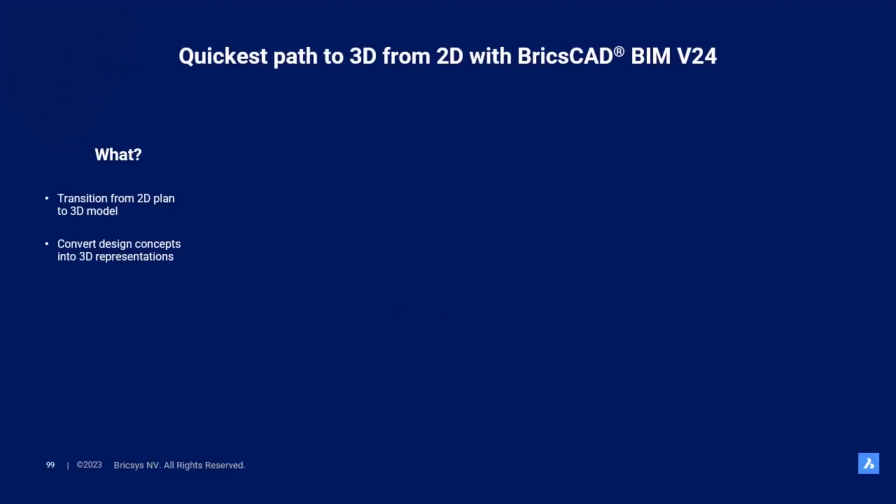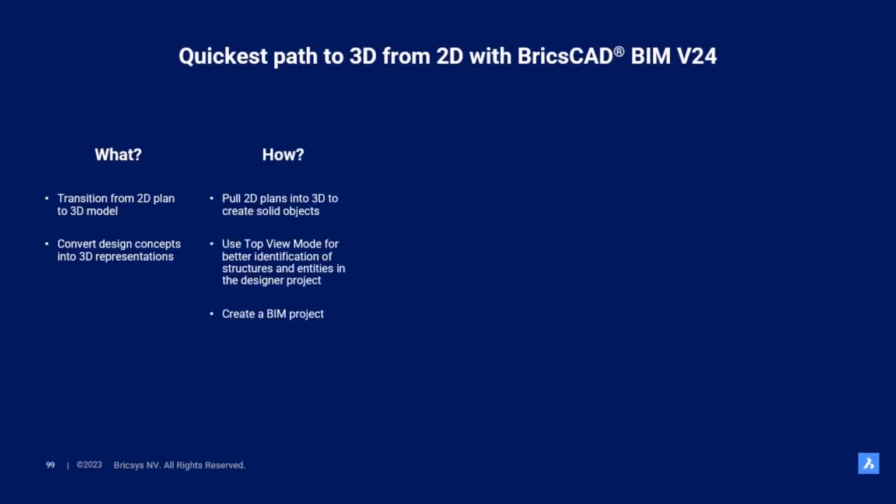Today, I'm going to show you a transition from 2D plan to 3D model and how to convert design concept into 3D representation using the new 3D building modeling tools that will accelerate and simplify this workflow. I will pull a 2D plan into 3D solid object using the top view mode for a better identification of structures and entities in the design project and ultimately convert everything into a real BIM project.